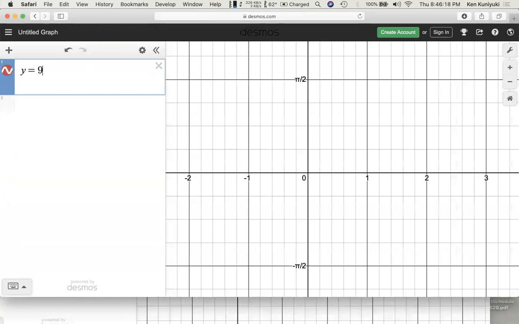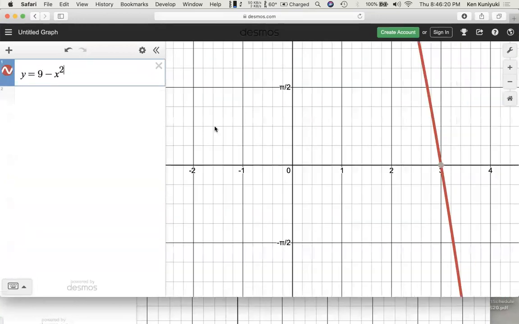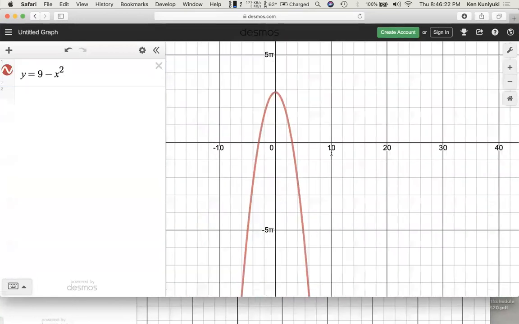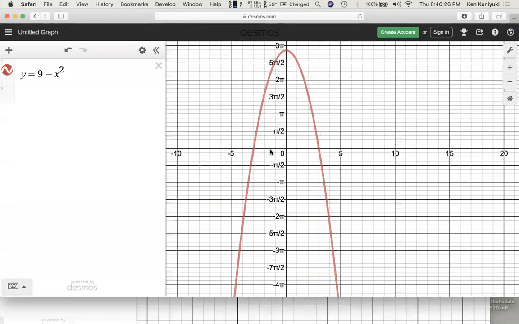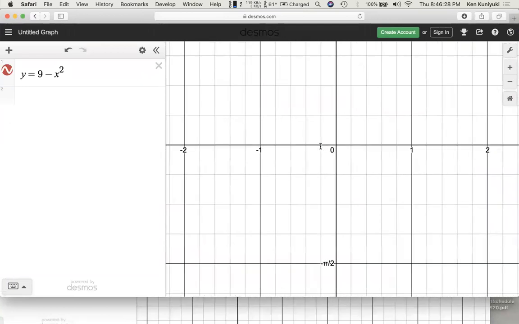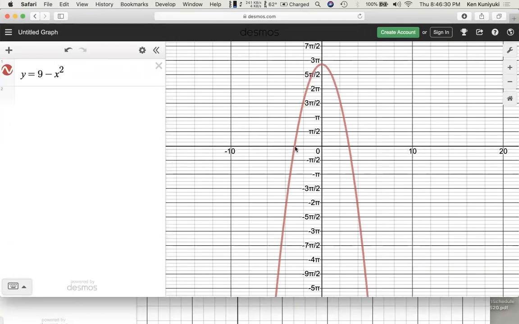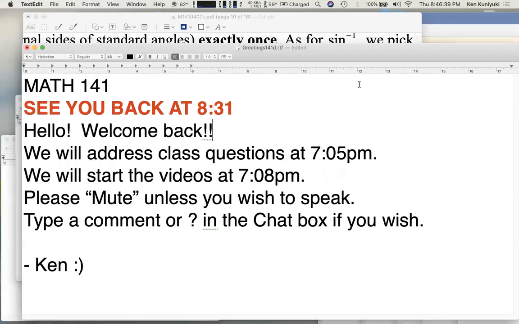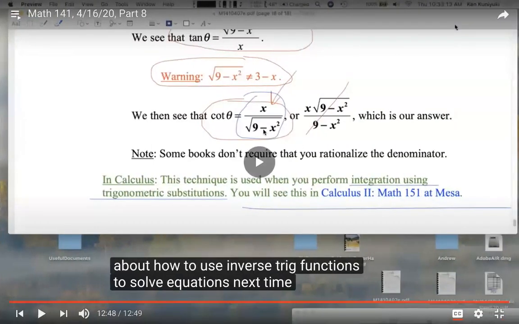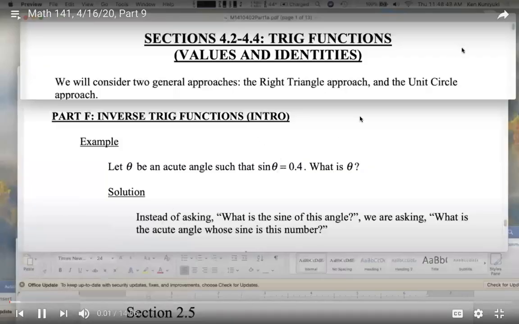Okay, take y equals 9 minus x squared. All right. Where's that non-negative? It's non-negative between -3 and +3. Between -3 and +3. So this here, the radicand, is only positive between -3 and 3.